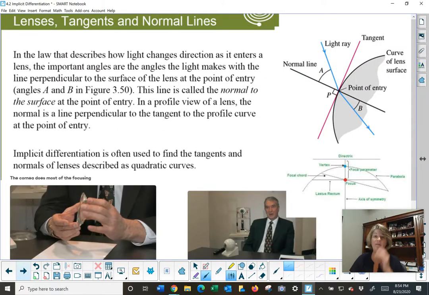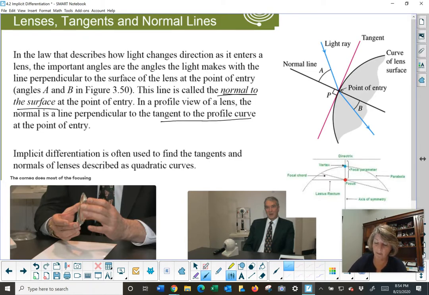This is an interesting video that you will hear in class, and it talks about tangent lines and our eyes and how light enters our eye. So it says, in the law that describes how light changes direction as it enters a lens, the important angles are the angles the light makes with the line perpendicular to the surface of the lens at the entry point. That line is called the normal to the surface at the point of entry. In a profile view of the lens, the normal is the line perpendicular to the tangent line that falls tangent to the profile curve at the point of entry.